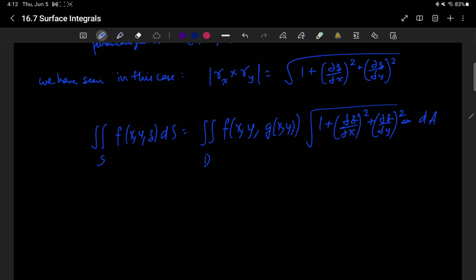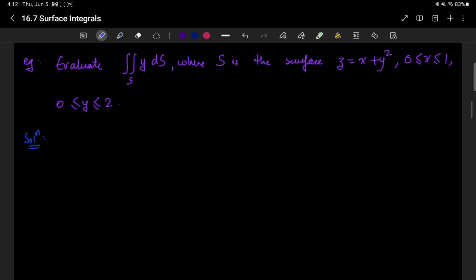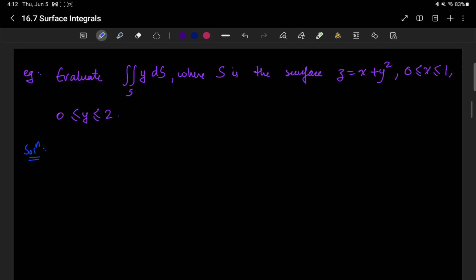dA. And then, since it's a double integral, you can, if required, move into the polar world and use polar equations or the polar coordinate system in order to solve the integral. So all of those tools are open to you.